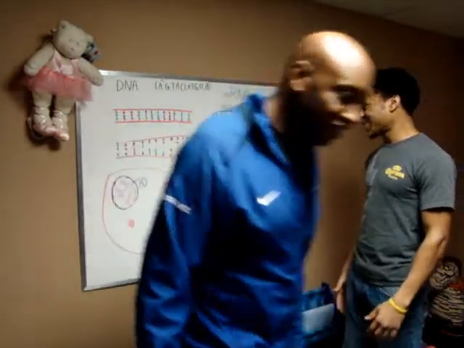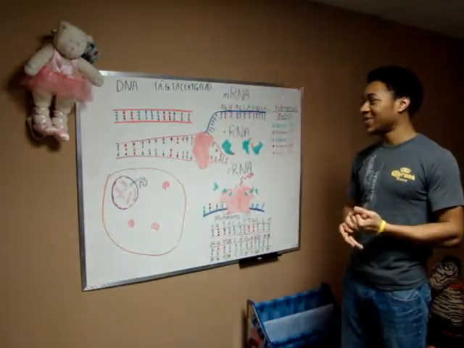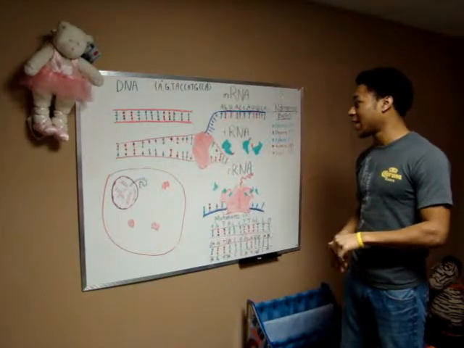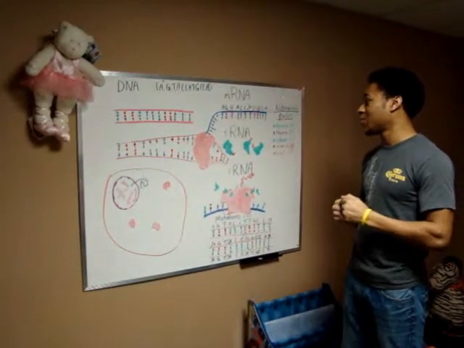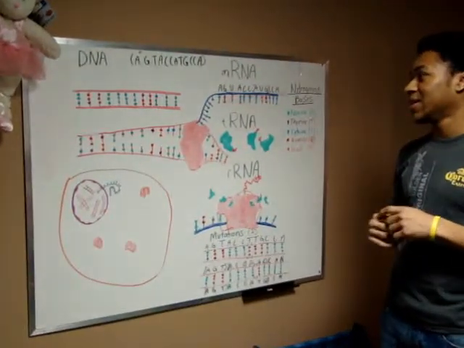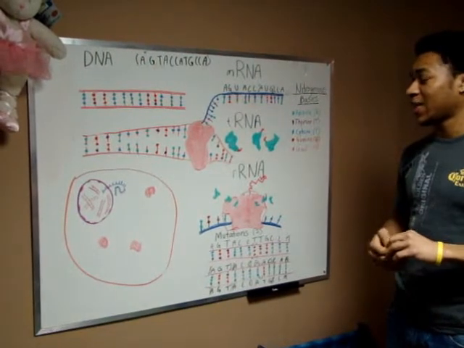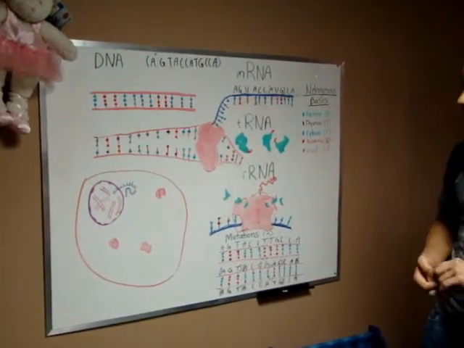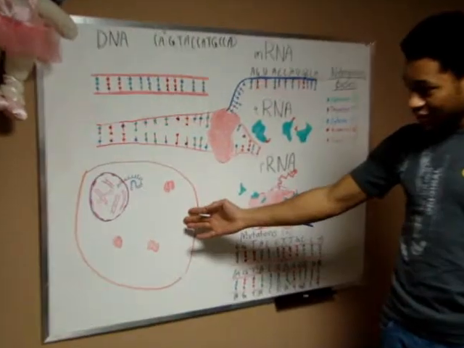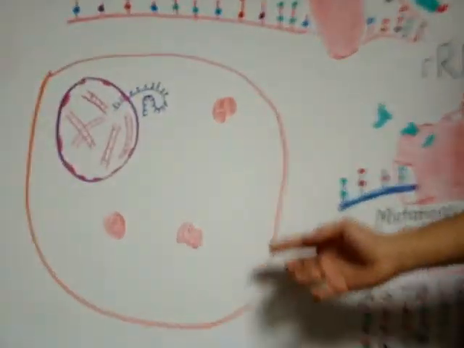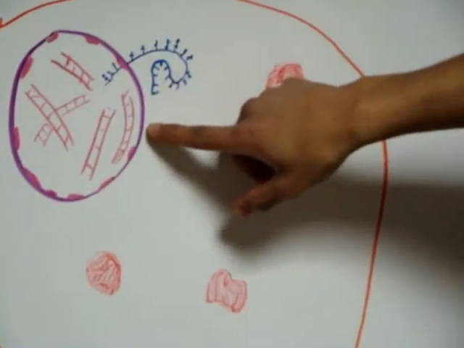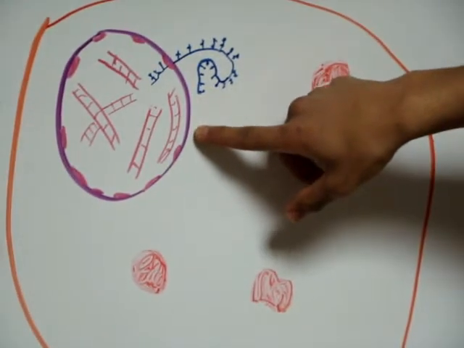It's my fault. Alrighty. So, what we're going to be learning today is protein synthesis. And first I'm going to introduce some things. So protein synthesis is basically the creation of protein, and it all occurs in our eukaryotic cells. And this is an example of a eukaryotic cell. And this purple circle right here, this is the nucleus.